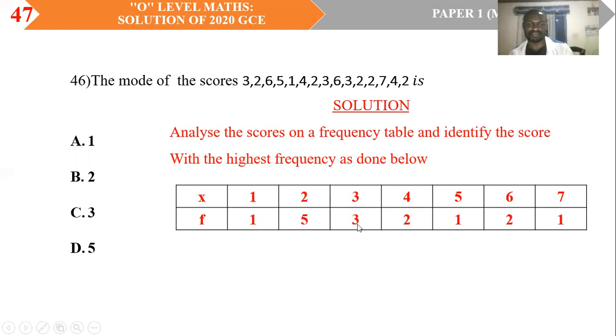The score 3 appears 3 times. The score 4 appears 2 times. The score 5 appears 1 time. 6 appears 2 times. 7 appears 1 time. The number of times each score appears can be verified by counting here. The one with the highest number of times is 2. So the mode is 2. Answer B.